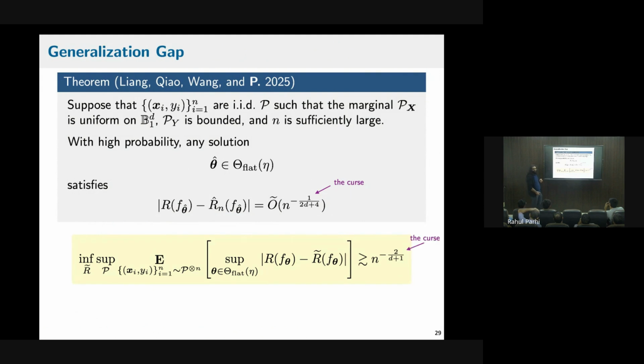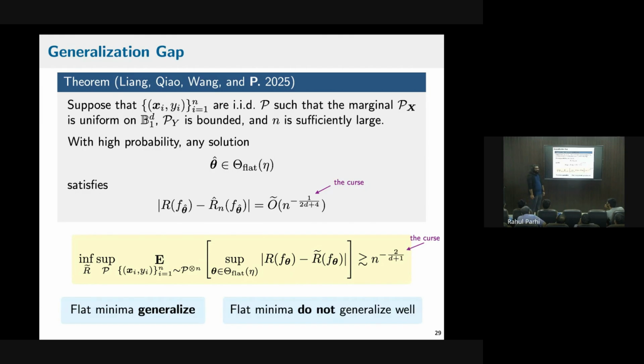So the upper and lower bounds don't match. This is related to our proof technique to derive the upper bounds, but at least what we see here is that the curse of dimensionality actually is necessary in this problem setting. So maybe what we would then say is that flat minima generalize, but maybe they don't generalize well, because although this thing vanishes as n goes to infinity, it doesn't vanish in a good way with respect to the input dimension. Okay, so this is kind of weird or interesting, because people are like, oh, neural networks work well, neural networks do everything better than any other method.